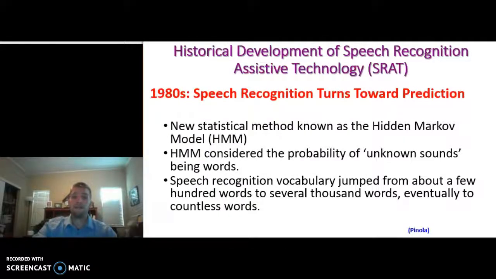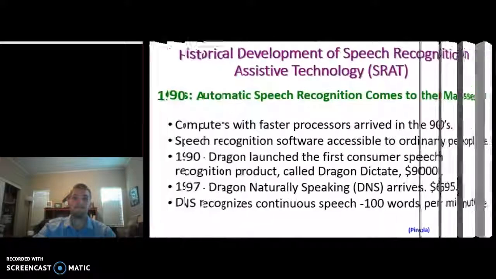In the 1980s, speech recognition turns toward prediction. A new statistical method known as the Hidden Markov Model, or HMM, considered the probability of unknown sounds being words. Speech recognition vocabulary jumped from about a few hundred words to several thousand words, and eventually to countless words.